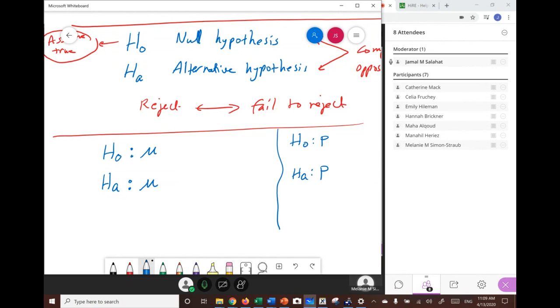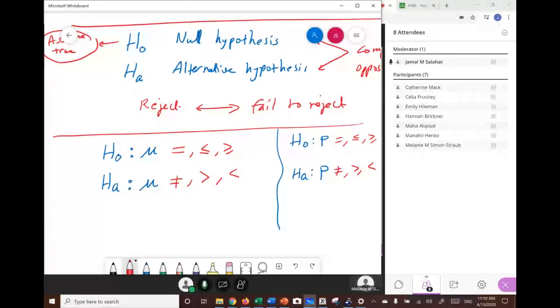Now, if your statement includes equal, less than or equal, or greater than or equal, it goes with H note. Anytime you mention equal, less than or equal, greater than or equal, it goes with H note. Anytime you mention the opposite, which is not equal, or greater than, or less than, it goes with HA. Same thing in here. Here it's going to be equal, less than or equal, or greater than or equal. Here it is going to be not equal, or greater than, or less than. Notice that you're not going to have all of them. You're going to have one of those three things. And there is more than one way to say those things.